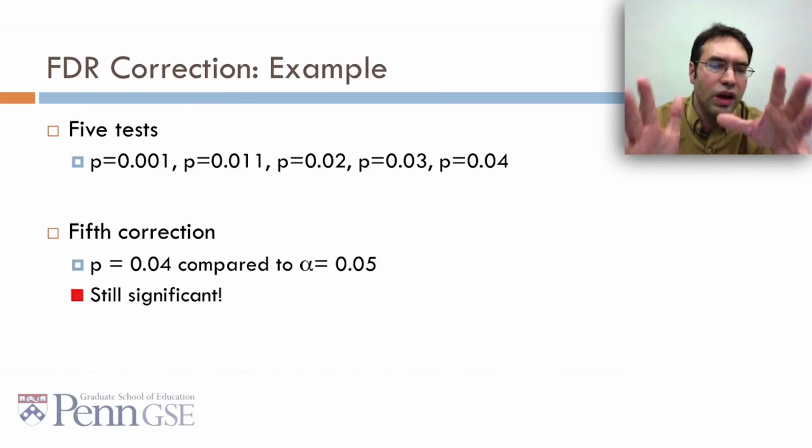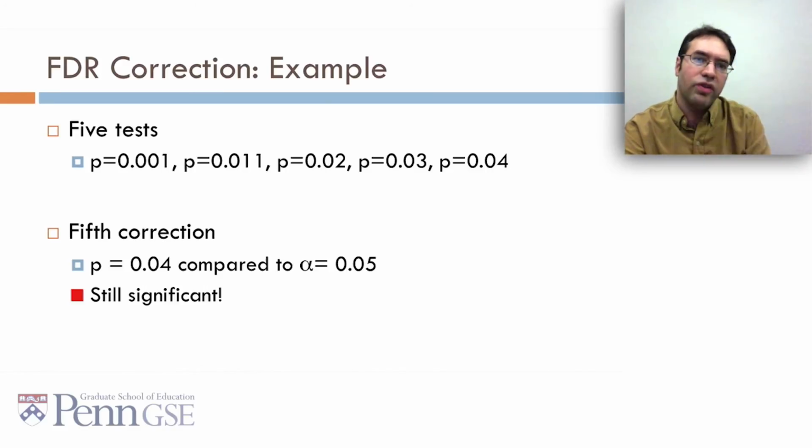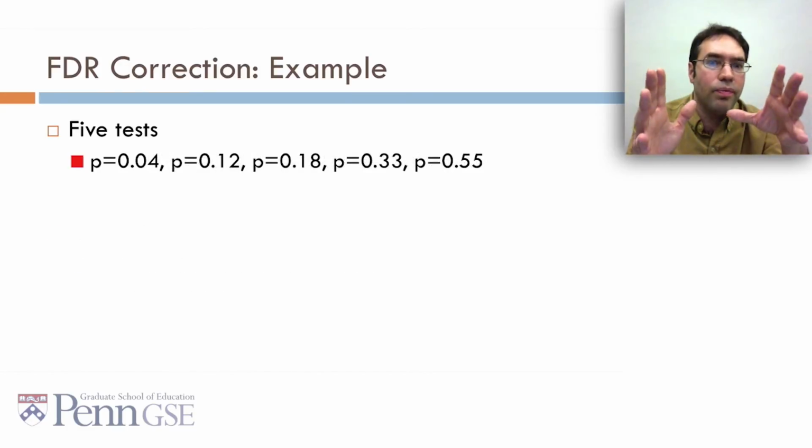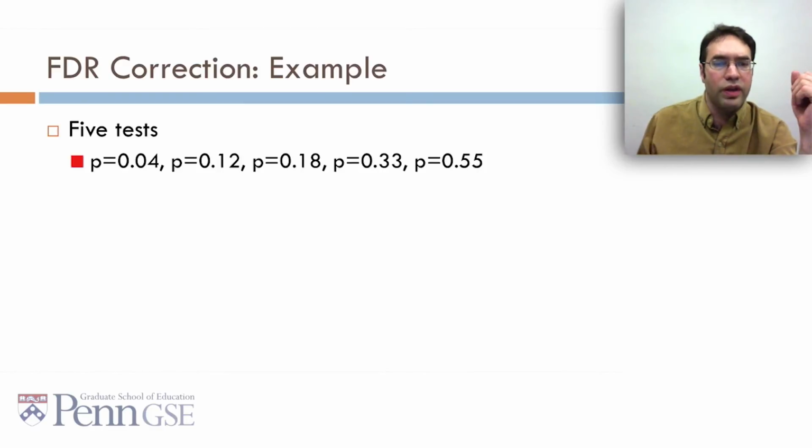So in other words, with the FDR correction, we're going to say these 5 tests, each of which was statistically significant to begin with, are still statistically significant even after we do the FDR correction. And that's probably right, because again, the odds of getting 5 statistically significant results out of 5 is 0.05 to the 5th power. Pretty unlikely. How about the 0.04, 0.12, 0.18, 0.33, 0.55, where Bonferroni threw everything out?